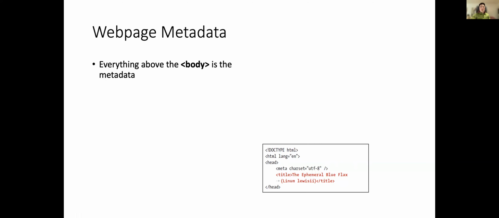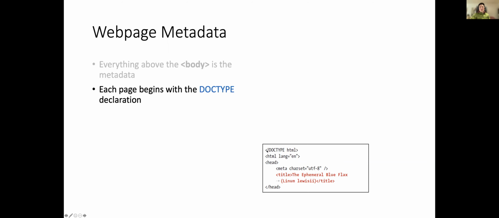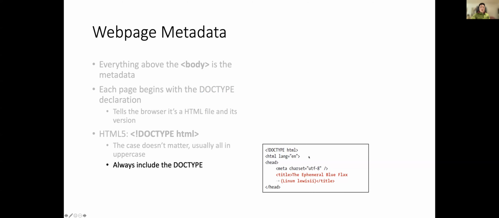Okay, let's talk about metadata. The first line of code says doctype, and it says HTML. So basically it declares that this is an HTML document, and more importantly, it says this is using HTML version 5, which is the latest version. Even though you don't see 5 here, that's implied.